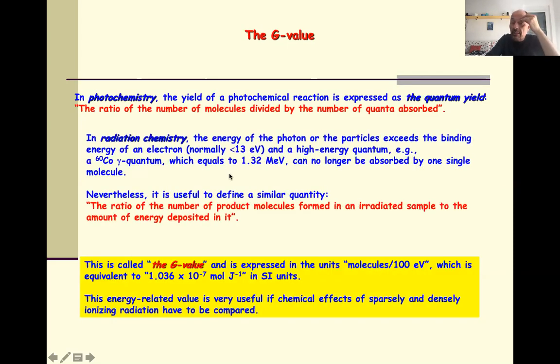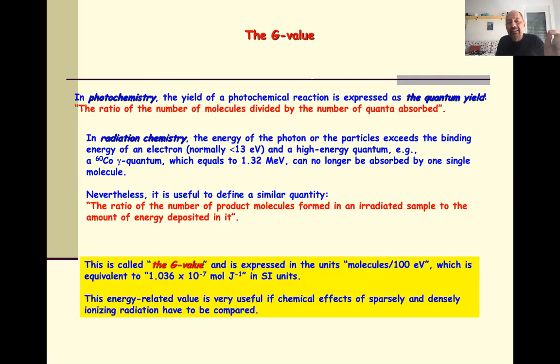In radiation chemistry, the energy of the photon or the particles exceeds the binding energy of an electron, which is in the order of 10 electron volts, 13 electron volts. And a high energy quantum, like a gamma ray, for example, of the order of the MeV, is not absorbed by the molecule. The energy is much bigger than the binding energy. So while in photochemistry, you are in the same order of magnitude between the energy of the photon and the energy of the binding of the molecule, here the energy is much higher.